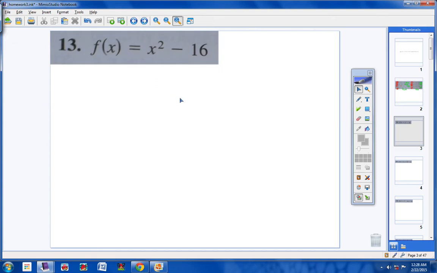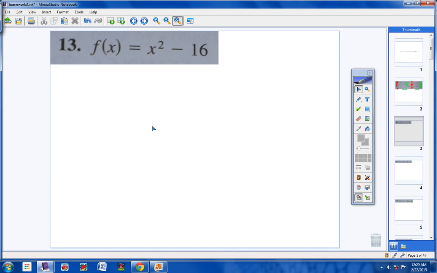Okay, number 13. On number 13, we are told to sketch the graph of the quadratic function by hand, identify the vertex and any x-intercepts. Okay, so let's see if we can figure this out, alright?